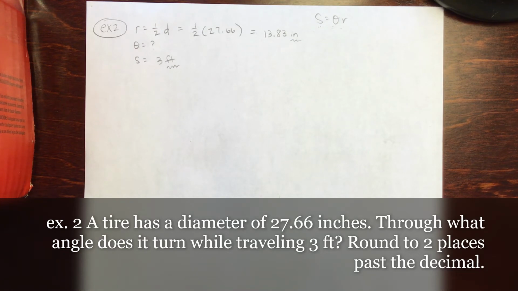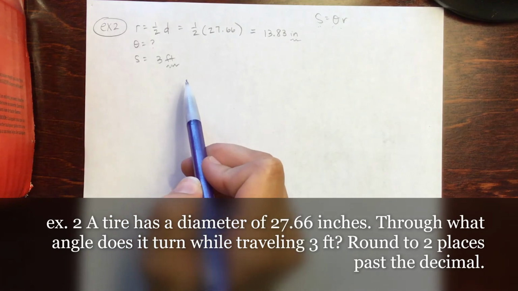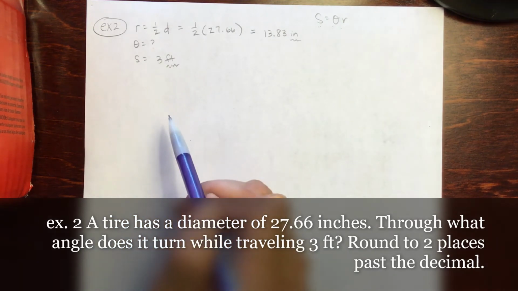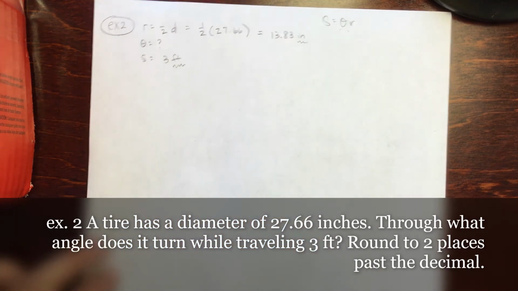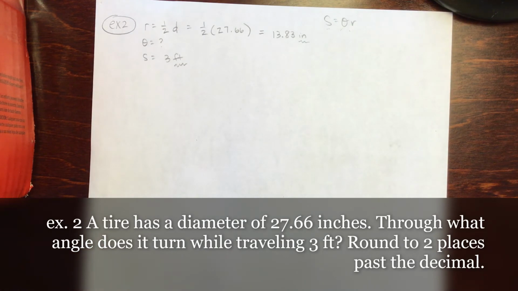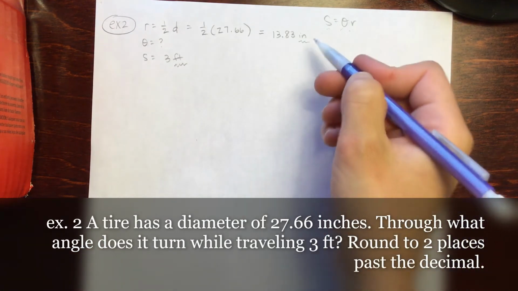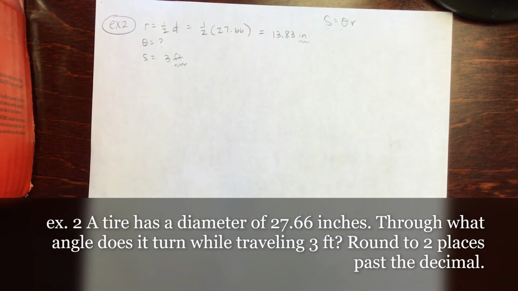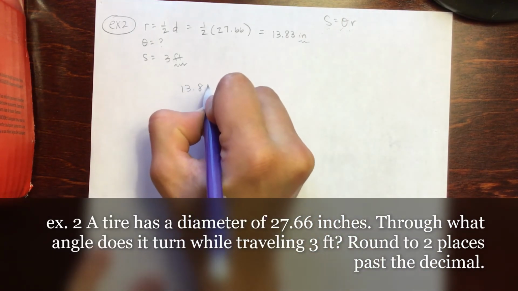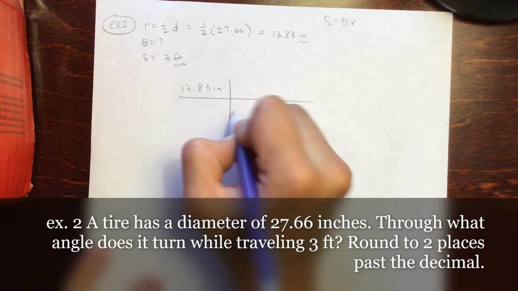You can either convert 3 feet to 36 inches, which is what most people do because most of us can do that quickly in our head. Or in my notes, that's what I did. In this video, I'm going to convert inches to feet just so you can see it both ways. All right, so 13.83 inches, I'm going to make a T-table.